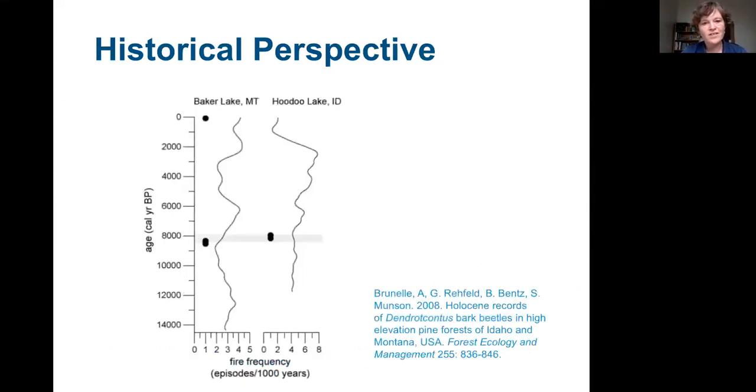This is also a graph of a lake core. What these dots are showing are bark beetle outbreaks that they've inferred from the core record because they found the actual fossils of Dendroctonus beetles. This is in Montana and Idaho, and what they see is that 8,000 years ago there was a bark beetle outbreak, all right? It was pretty much in both areas, in both of these states and both of these cores, which suggests it was a very large landscape event. So pines have been on the landscape a really long time, and so have bark beetles.